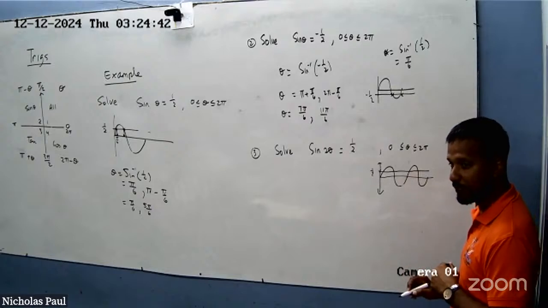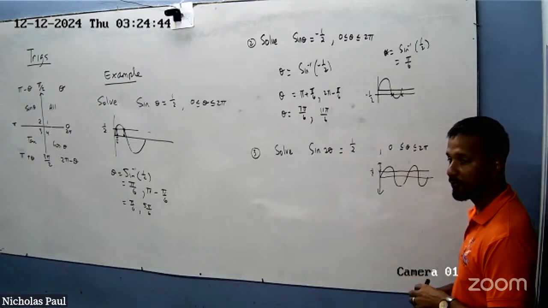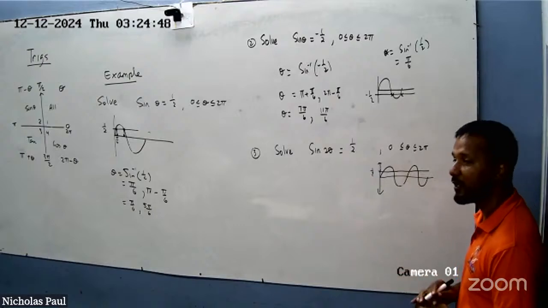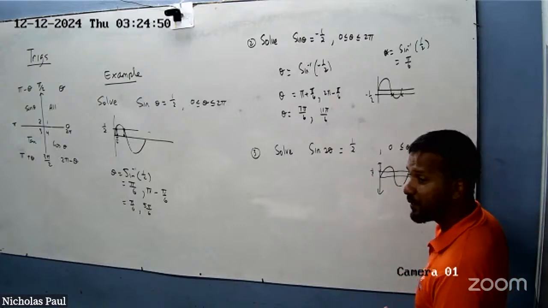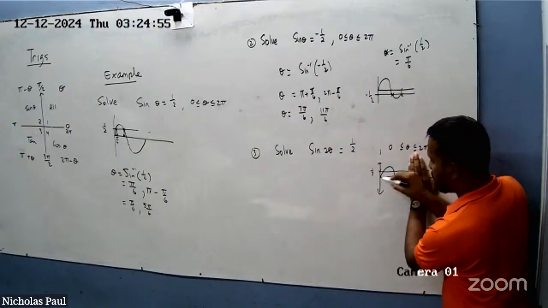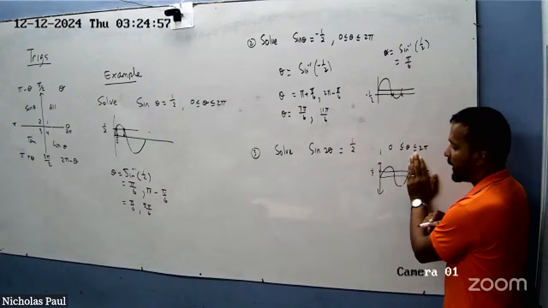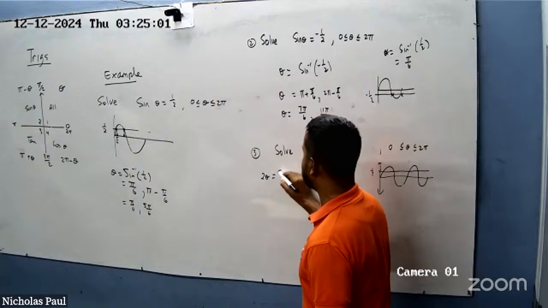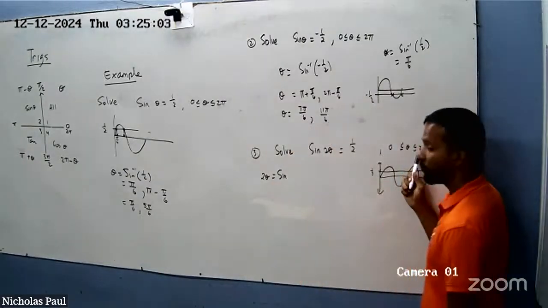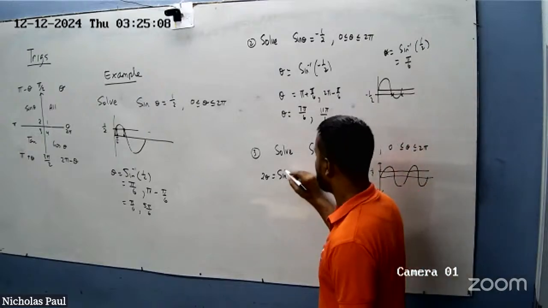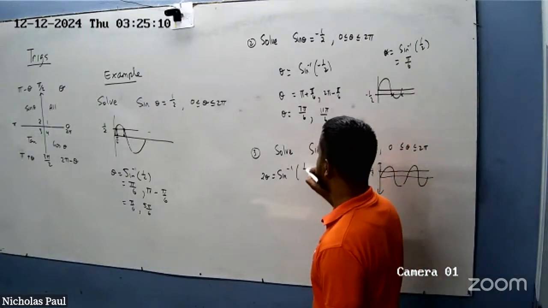Sir, what about between 0 and pi? Then you will only have 2 answers, and I'll show you how to get them. It's based on the domain you're working with, the range you're working with. Sine 2 theta is sine inverse a half.